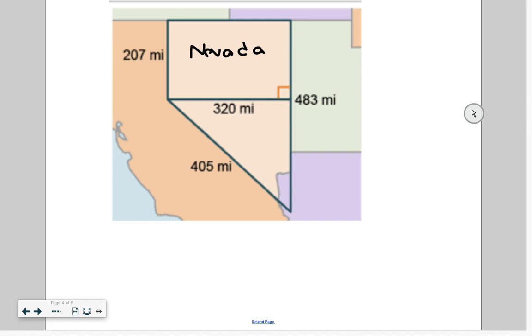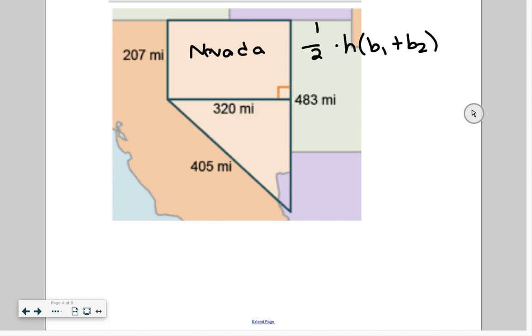So the first thing that you need to do in order to find the area of Nevada, remember this is an approximation because obviously it's not an exact trapezoid, but approximately. Thought this was a fun little example. But 1/2 times height times base 1 plus base 2.